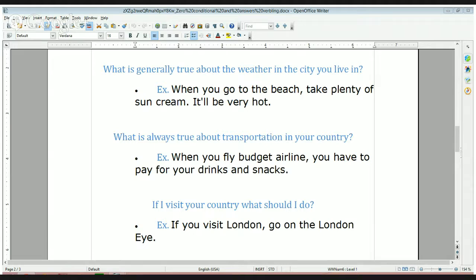All right. Do you guys have any last questions on the zero conditional before we move into all of the other conditional cases?